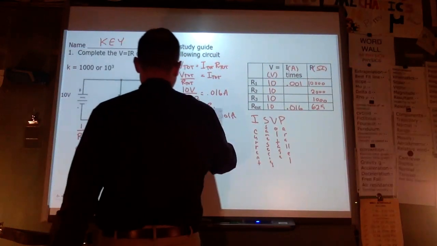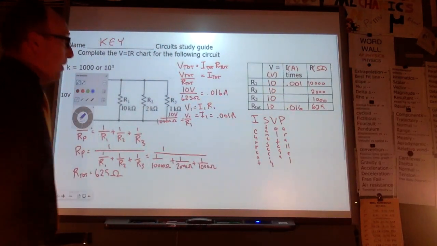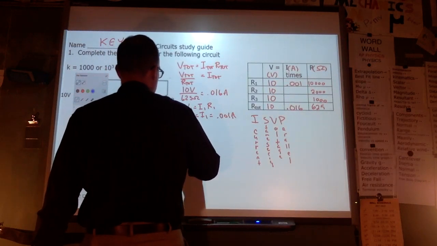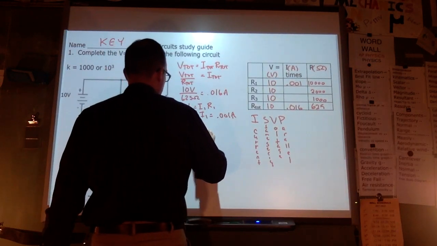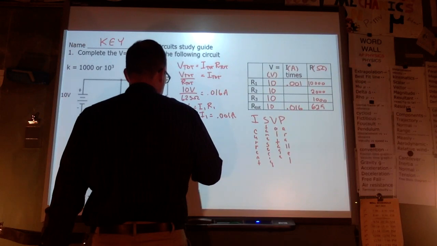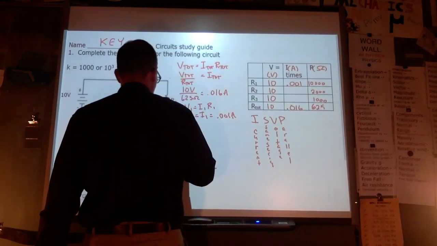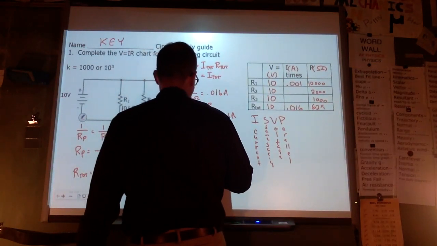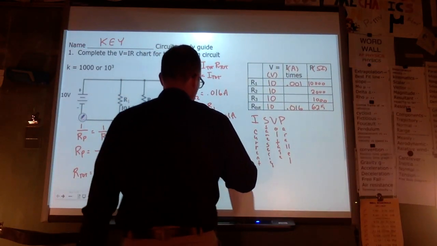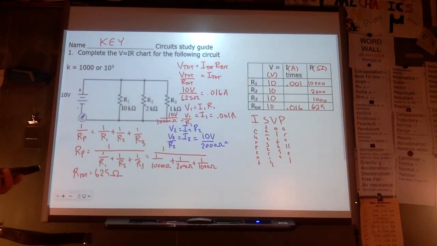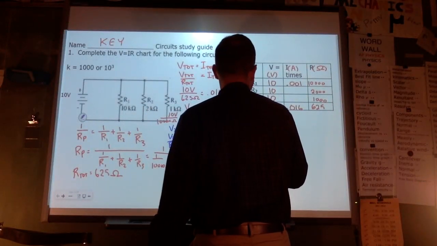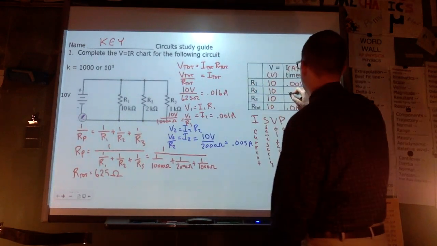I'm going to switch colors to differentiate a little bit. All right, now I'm going to get I2. So I'm going to say that V2 is going to be equal to I2 R2. So I2 would be V2 over R2. This again is getting 10 volts, but now R2 is only 2,000. So this is giving me 0.005 amperes.